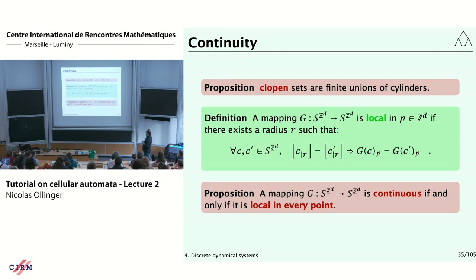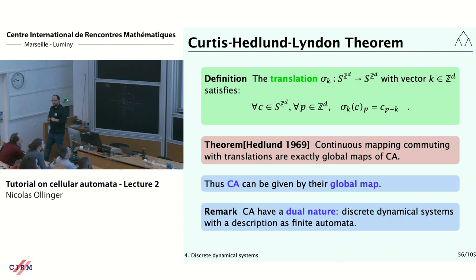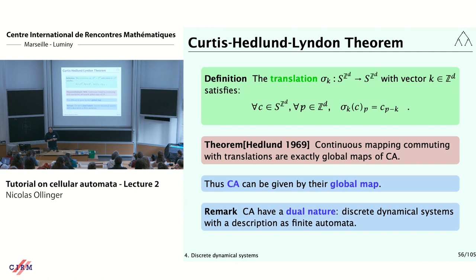It's not completely a cellular automaton yet. It's more like what Puru defined, a non-uniform cellular automaton. So if we want uniformity, we just add the fact that it should be invariant by translation. And that's a famous theorem by Curtis, Hedlund, Lyndon, maybe Richardson if you are more on the cellular automata side, a bunch of people. What it says is that the global maps of cellular automata are exactly the continuous mappings that commute with shift.